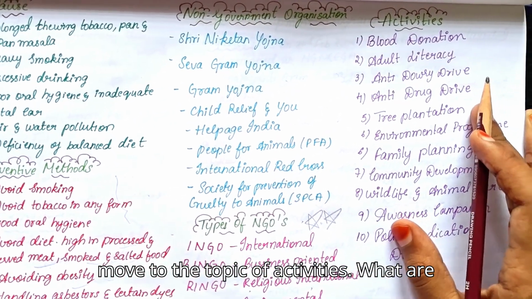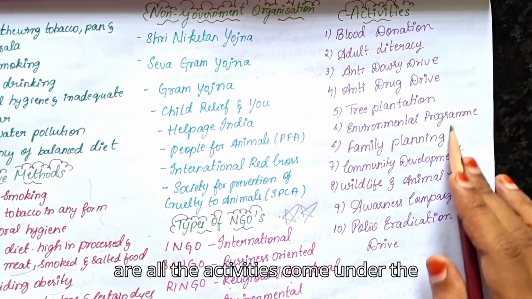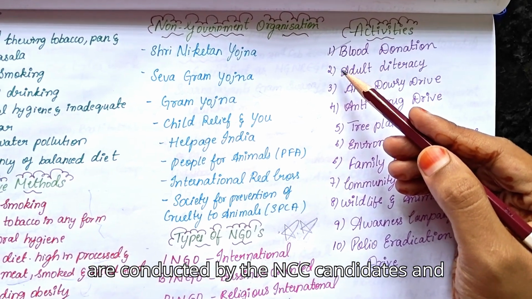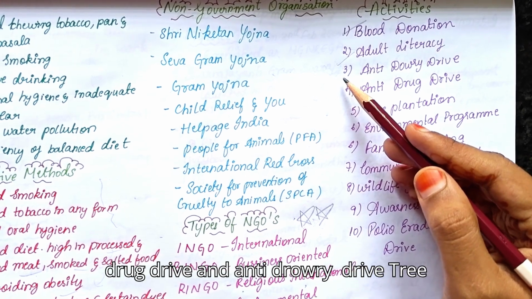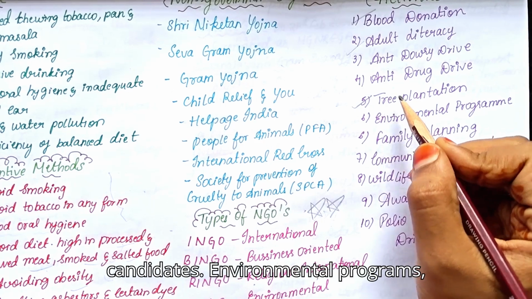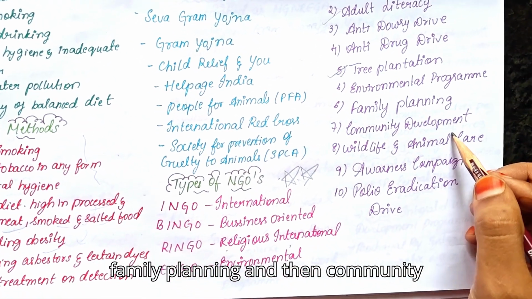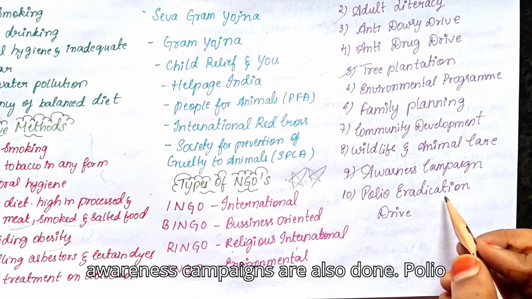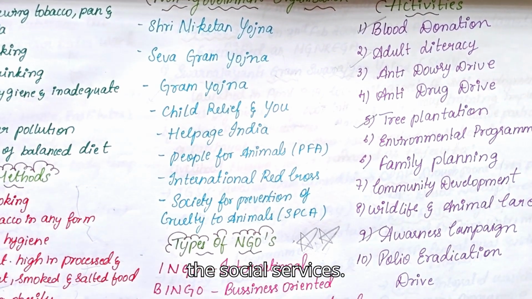Next we move to the topic of activities. What are the activities of social service? These are the activities that come under social service: blood donation camps conducted by NCC cadets, adult literacy, anti-drug drive and anti-dowry drive. Tree plantation is also done by NCC cadets. Environmental programs, family planning, community development, wildlife and animal care, and awareness campaigns are also done. Polio eradication drive. These are some of the activities that come under social services.